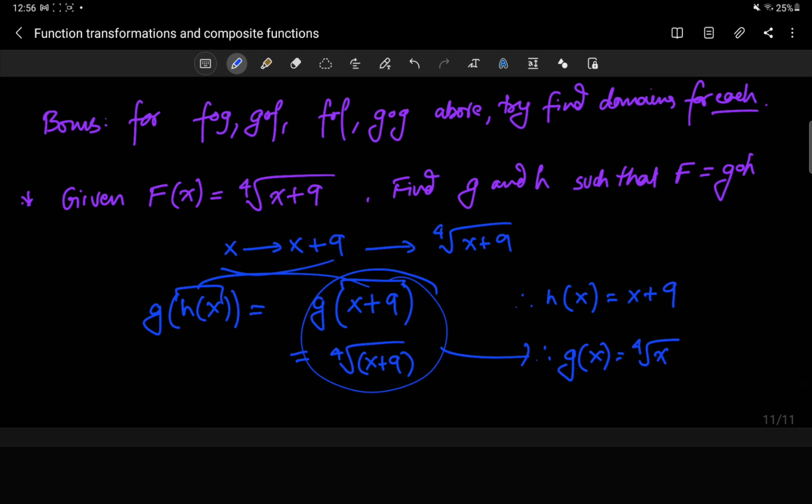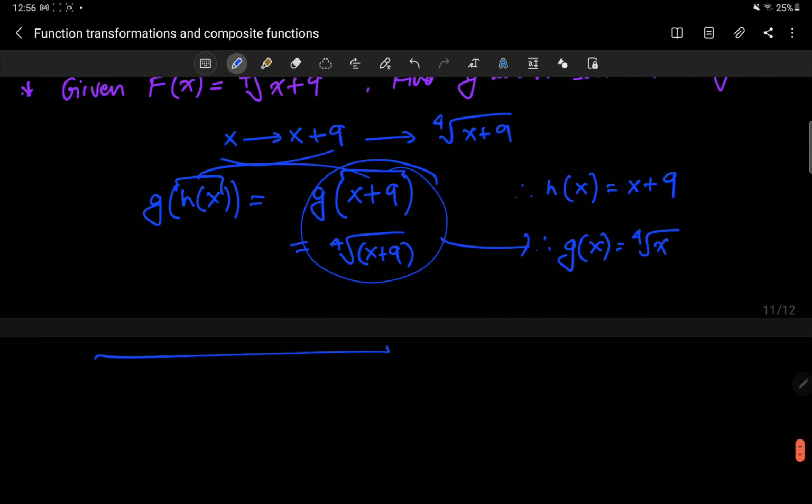Okay, now this brings us to the end of manipulation of functions, of function transformations, and function compositions.